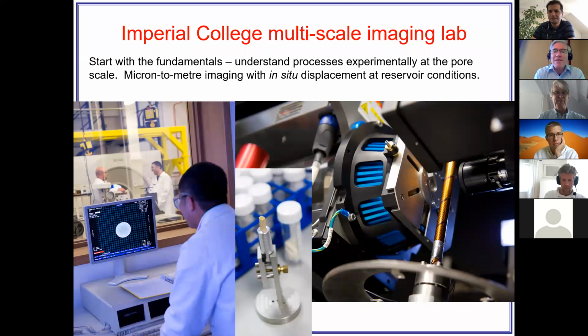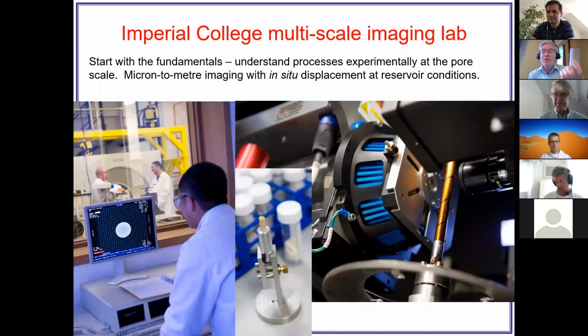So we have a multi-scale imaging lab at Imperial. Obviously, it's closed at the moment, but we've got plenty of results to analyze, so everyone's keeping busy. If we look here, this looks like a medical CT scanner because it is. And that is used to look inside rocks with a resolution of around 1 millimeter. But we can look at larger samples up to 1 meter long. But the main thing we do is we look at samples that are between about 5 and 15 millimeters in diameter.